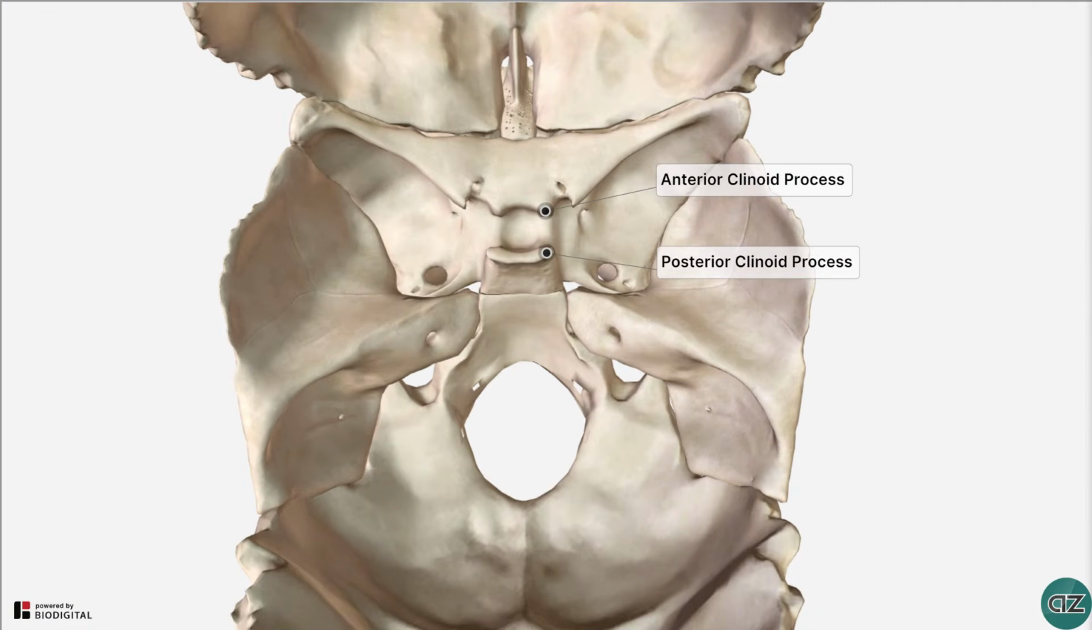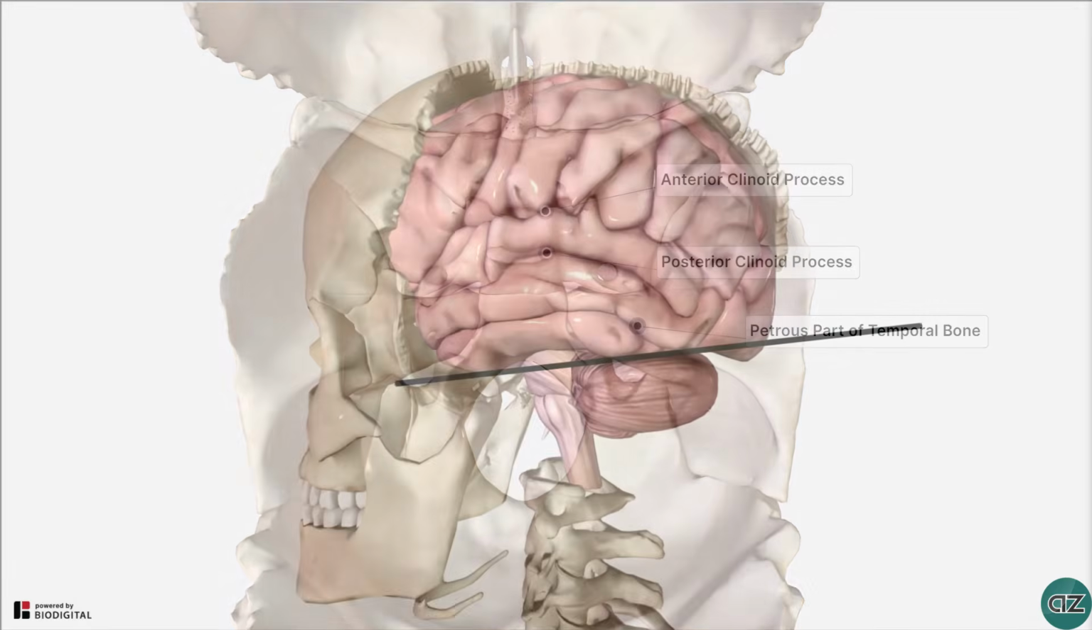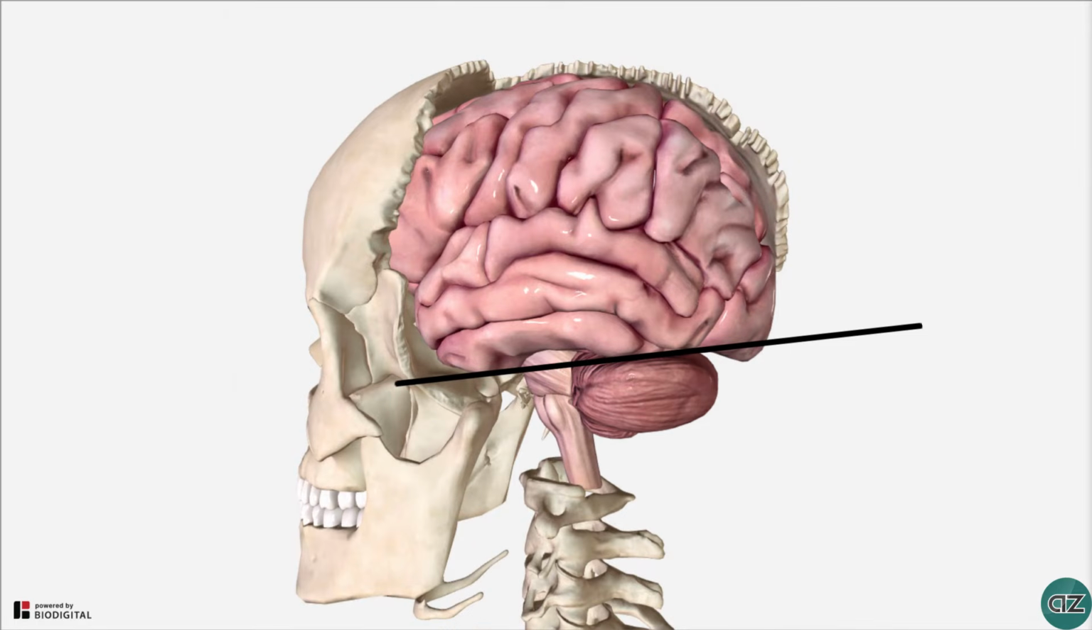Anteriorly, it attaches to the clinoid processes of the sphenoid, anterolaterally to the petrous temporal bone, and posteriorly it has attachments to the internal parts of the occipital and parietal bones. This dural fold is important and divides the brain into supratentorial and infratentorial compartments.